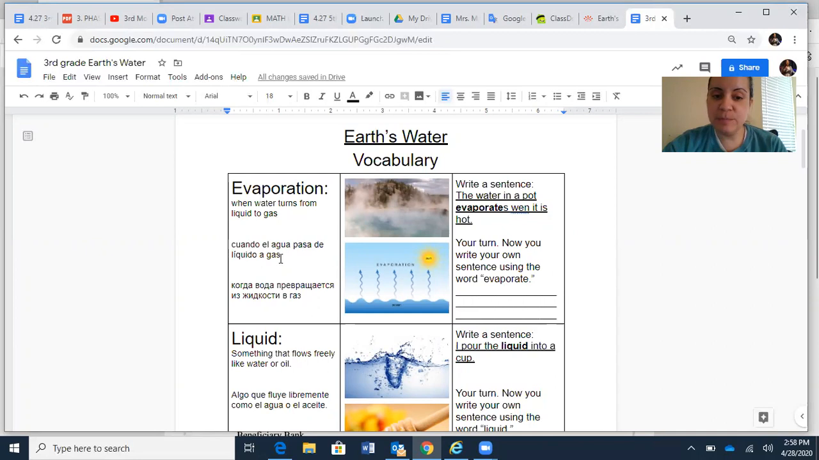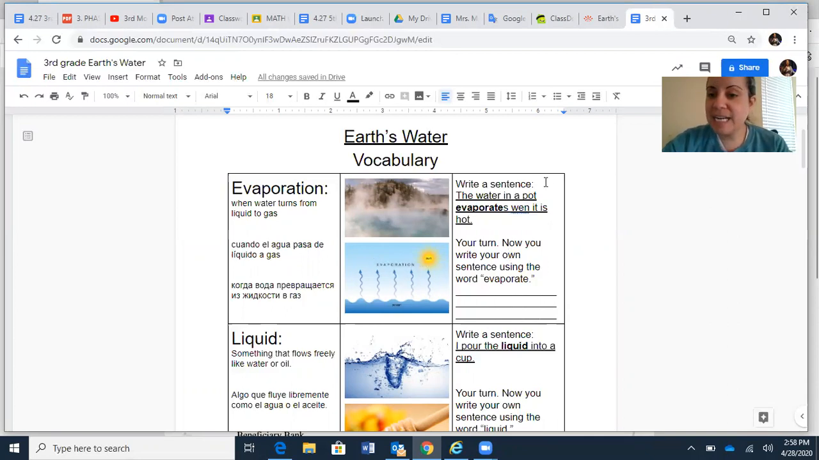Here I have it in Spanish and in Russian for Ravi. So evaporation is when water turns from liquid to gas. Here's a picture. I see the water and then I see it coming up into the air, almost like smoke, but it's not smoke, it's gas. Here is a picture of water being lifted up into the air like evaporation.